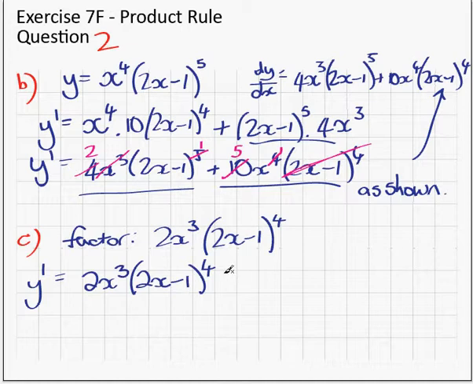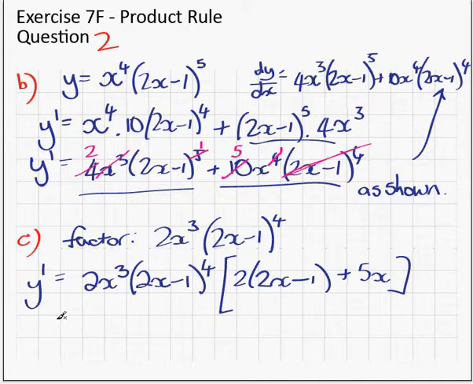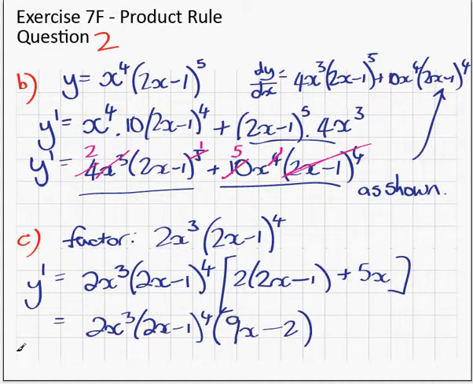So what I'm left with is 2 lots of (2x minus 1) here. And in the last term I'm left with just 5x. So if I tidy up that last square bracket, I'll see I've got 4x plus 5x is 9x, and minus 2. So that is my derivative fully factorised.